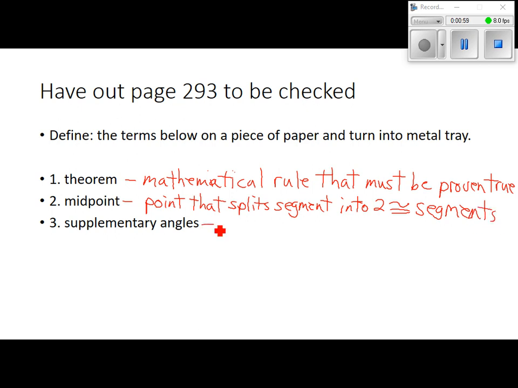Supplementary angles. Make sure with supplementary angles, first part in here, two angles that add up to 180 degrees. Supplementaries, two angles that add up to 180. Complementaries, two angles that add up to 90.